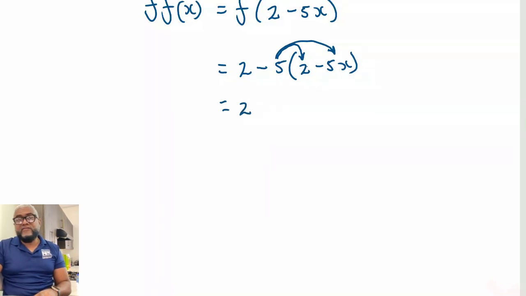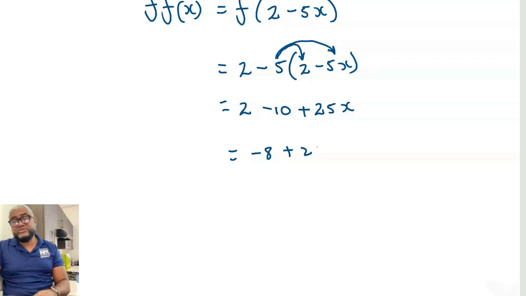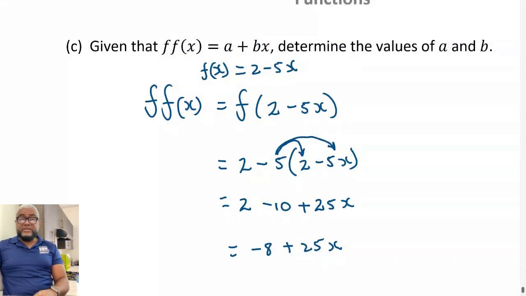So 2 minus 5 by 2 will give me what? Negative 5 by negative 5x will be what? Negative 25x. Positive 25x, because a negative multiplied by a negative is a? Positive. Right. What are you working out here? 2 minus 10 will give me minus 8 plus 25x. Right? Let me pause it here.